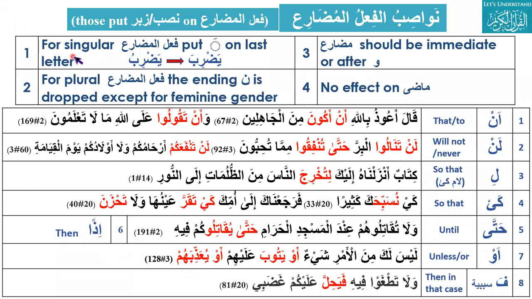What they do is that for singular Fi'l al-Mudari, they put zabar on the last letter. For example, yadribu becomes yadriba if any of these come before it. And for plural Fi'l al-Mudari, the ending noon is dropped except for feminine genders. For example, yadribuna. There are af'al khamsa: yaf'aluna, taf'aluna, yaf'alani, taf'alani, and even from feminine taf'alina is included. But we are making it simple so that it is not complicated. So the ending noon will be dropped from the plural. Excellent. Okay, thank you.